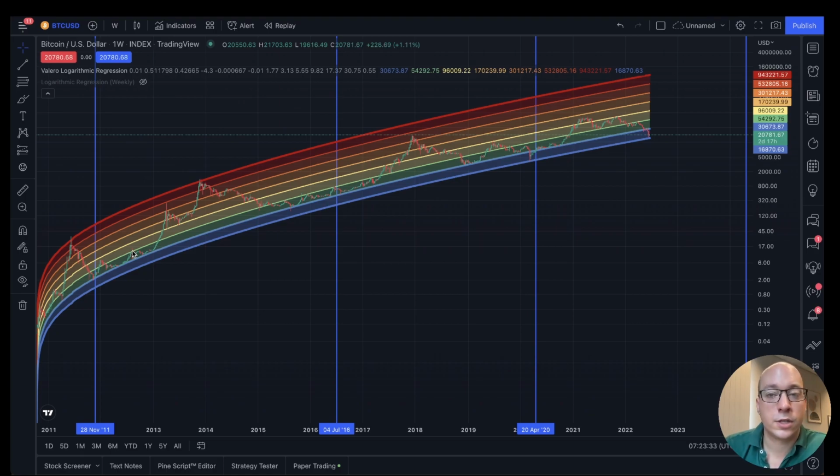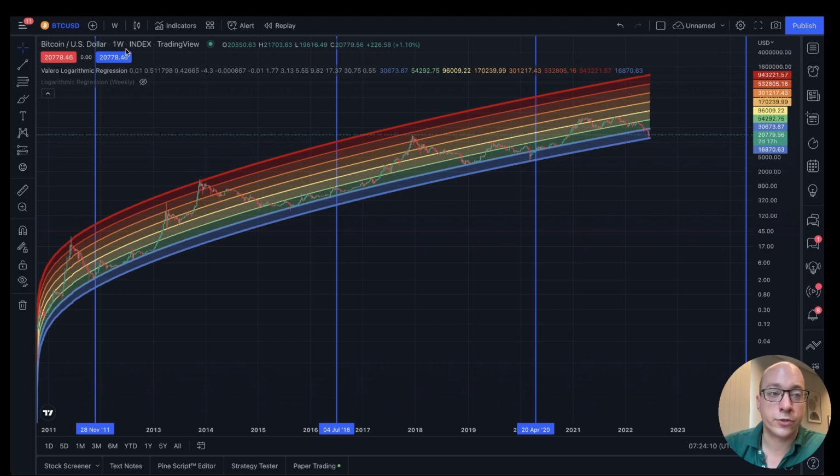So this is what they call a rainbow chart. The reason they call it a rainbow chart is because it's got this nice color of the rainbow. Now, it's not just pretty colors. It also tells us something about the market. Basically, the rainbow chart is a logarithmic regression line.